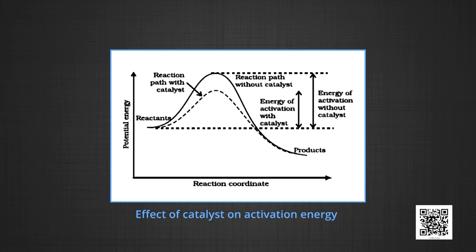Here in the graph, now you can see the potential energy barrier and the impact of the catalyst. The effect of the catalyst on the activation energy is that it has lowered the activation energy. It is clear from the Arrhenius equation that the lower the value of the activation energy caused by the catalyst, the higher will be the rate of reaction.